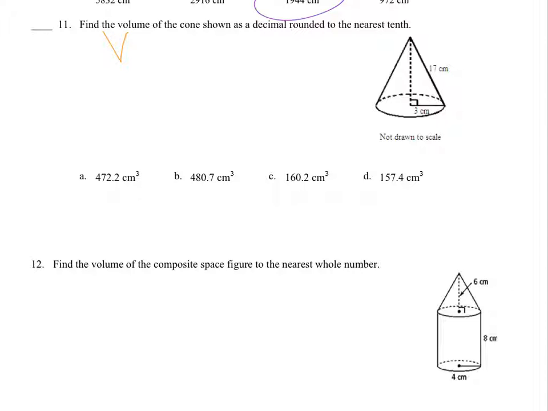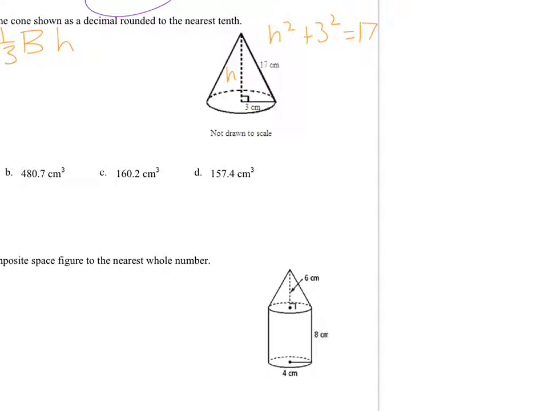Question 11. So volume. First write down your formula. Volume is 1/3 times the base times the height. This is my height. I don't have my height. I need to figure out my height. So my height squared plus 3 squared is equal to my slant height squared.